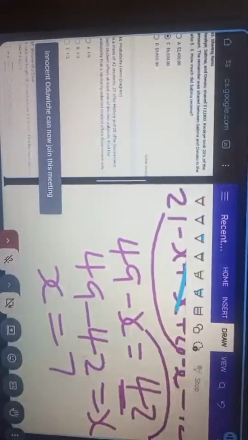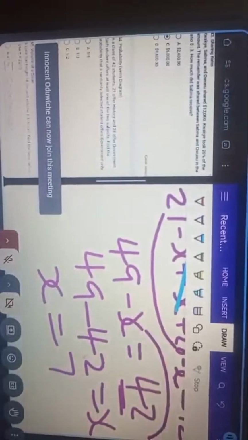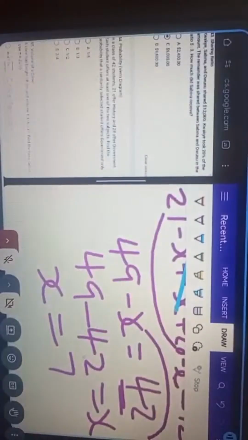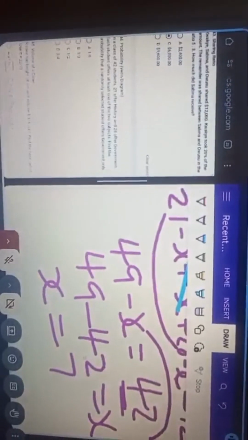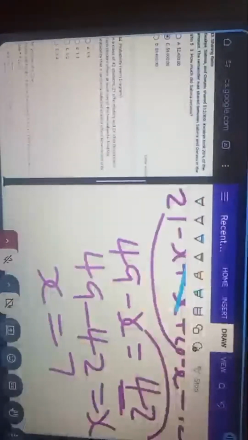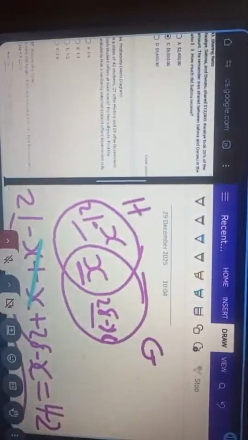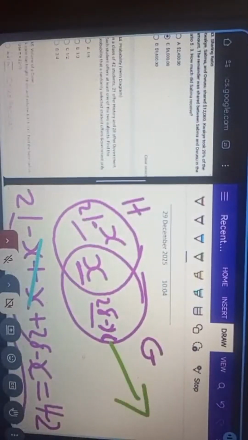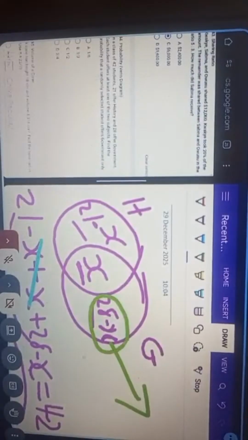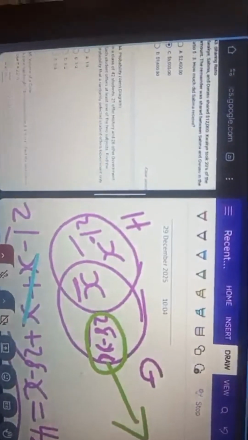They said each student offers at least one, of course. They said find the probability that a randomly selected student offers government only. The number of people that offer only government is 28 minus x according to our Venn diagram. So I would have to get the value of 28 minus x, which is 7. So 28 minus 7 is 21.